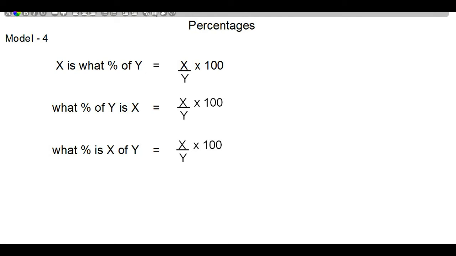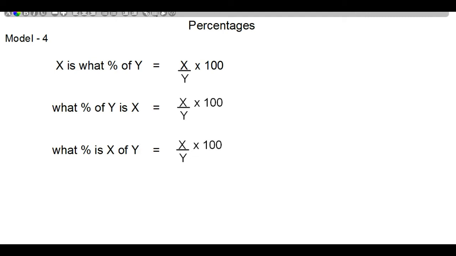The other ways of asking the same question are: what percent of Y is X. Now this is as good as X is what percent of Y. So the answer again remains X by Y into 100. Similarly, it can also be asked as what percent is X of Y. The answer again is X by Y into 100.